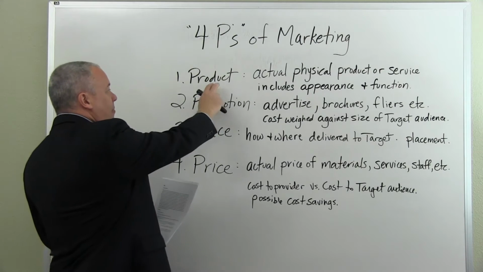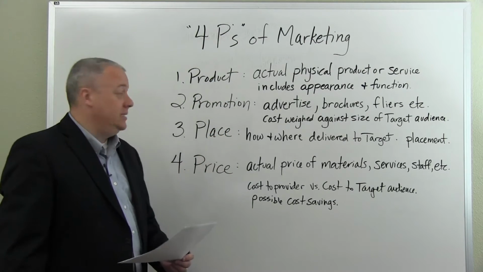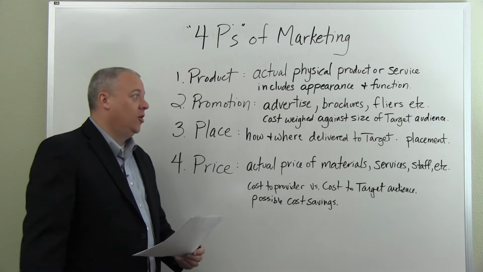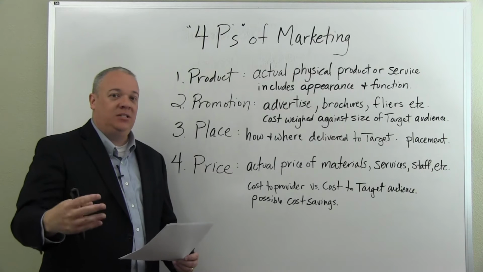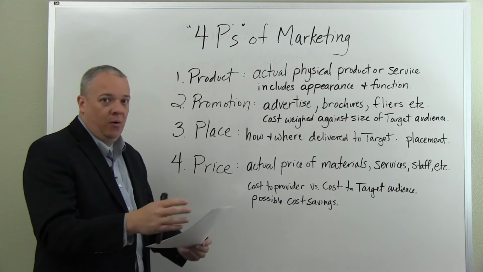So we know what our product is that we're trying to provide. We've talked about promoting it. Now we need to think place. Where and how are we going to deliver our product to the target audience? What is our placement going to be then? So how are we going to get it to them, and where are we going to deliver it to them?